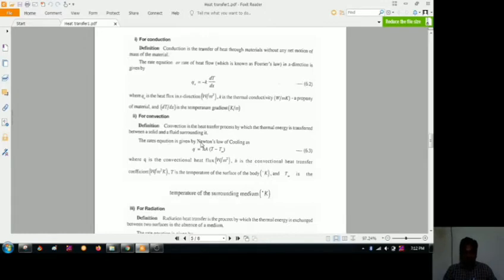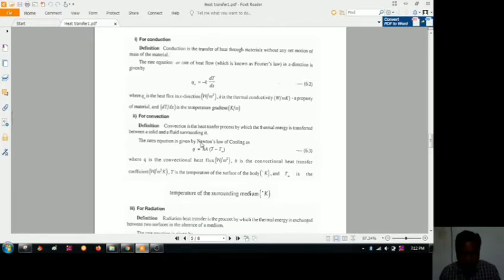So the rate of heat flow is nothing but Fourier's law of heat transfer equation. In the x direction, qx is equal to minus k into dT by dx. Here dT by dx is a differential term. qx is the heat flux in the x direction, which is watt per meter square, and k is the thermal conductivity, that is watt per meter Kelvin, a property of the material.